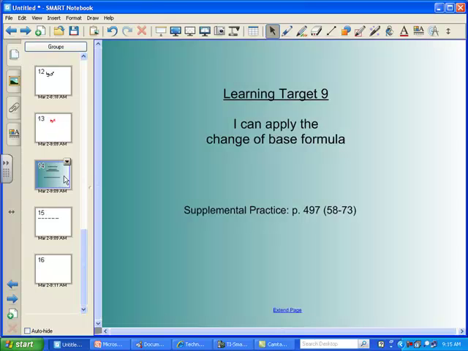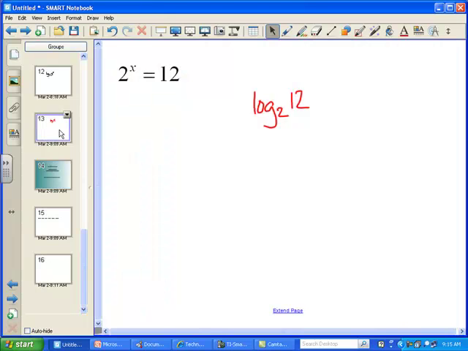So we're going to be checking out Learning Target 9 today. And I know that I have skipped 8, and I'll go back to that. But it says I can apply the change of base formula. And there's a little supplemental practice for you if you need that. So what we're going to do is we're going to look at our number system, and we're going to look at a cool way to take this and transfer it into a little bit more calculator friendly form.